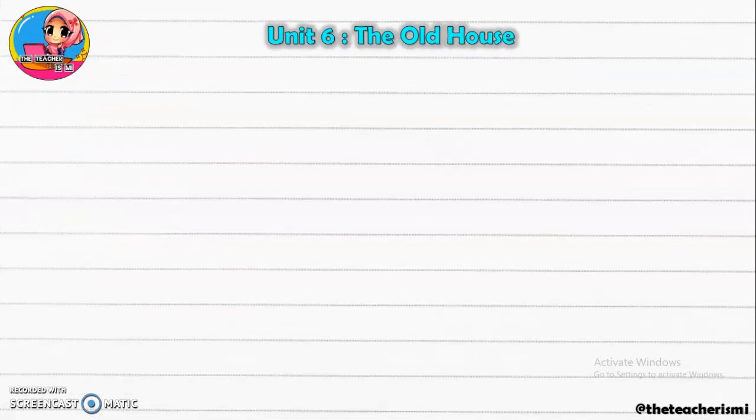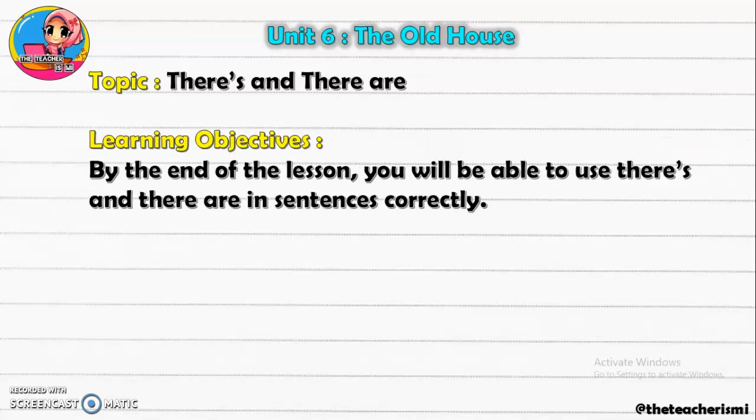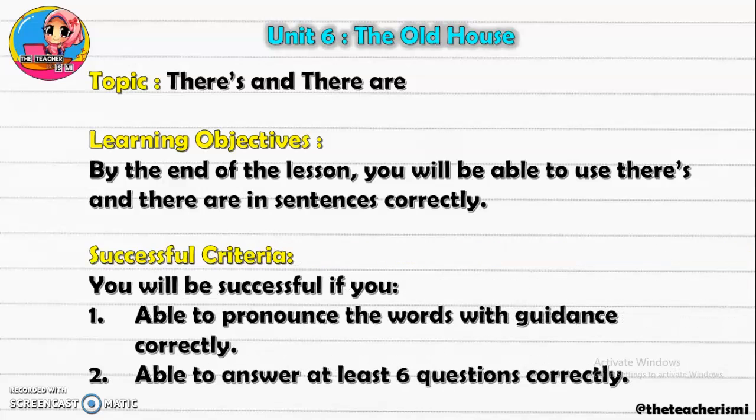So for today's lesson, it is from Unit 6, The Old House. The topic is There's and There Are. The learning objectives for today's lesson is, by the end of the lesson, you will be able to use there's and there are in sentences correctly. You will be successful if you're able to pronounce the words with guidance correctly and able to answer at least 6 questions correctly.